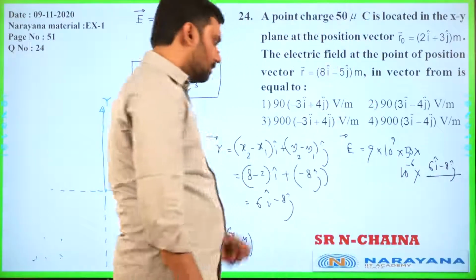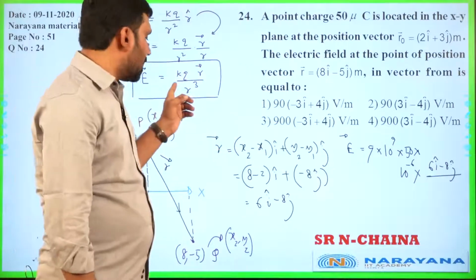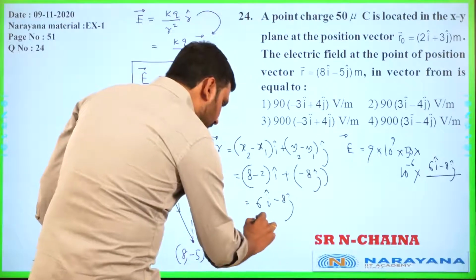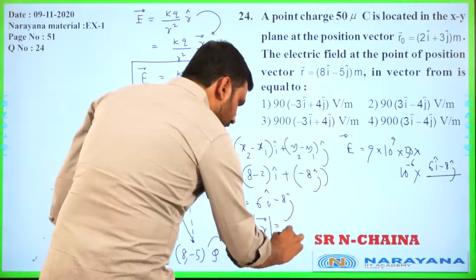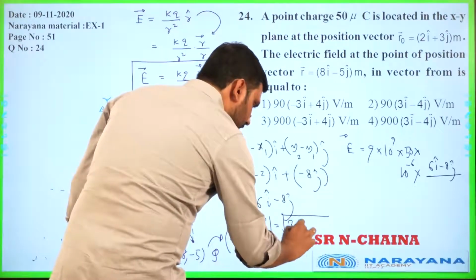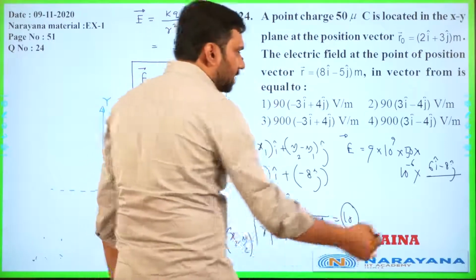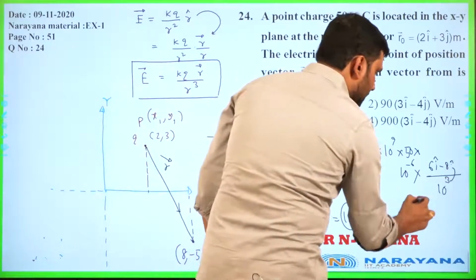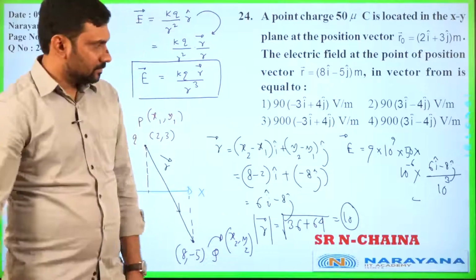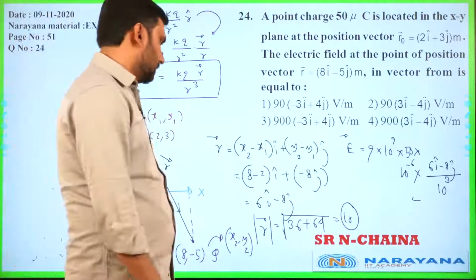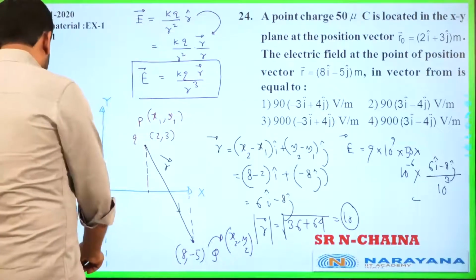divided by, now the point is you have to find out R cube. So before that you find out R vector mod first. So mod of R is coming to be root under of 36 plus 64, that is 10. So 10 cube. That's it. If you solve, you will get the answer. Okay. Is it fine? Clear for everyone? Right. Chalo. Let's move ahead.